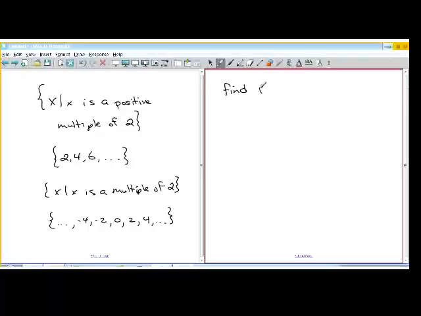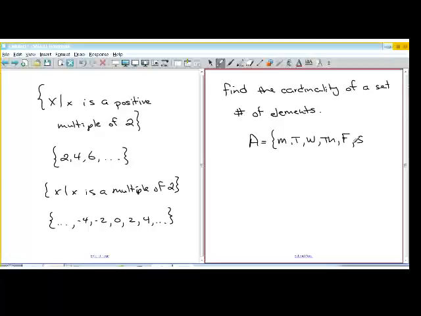We talked about the cardinality of a set. The cardinality is just the number of elements. So you don't have to use any fancy formulas or anything like that. You just have to look at it. So let's say set A is Monday, Tuesday, I'm just using abbreviations here, Wednesday, Thursday, Friday, Saturday, Sunday. So it's 7 days of the week.